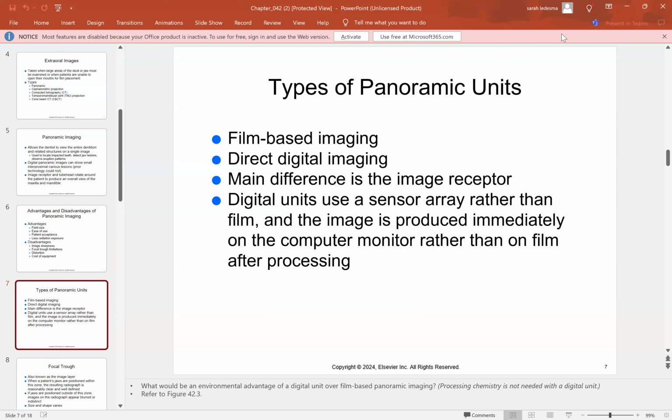Types of panoramic units: film-based imaging, direct digital imaging. The main difference is image receptor. Digital units use sensor array rather than film. An image is produced immediately on the computer monitor rather than on a film after processing.